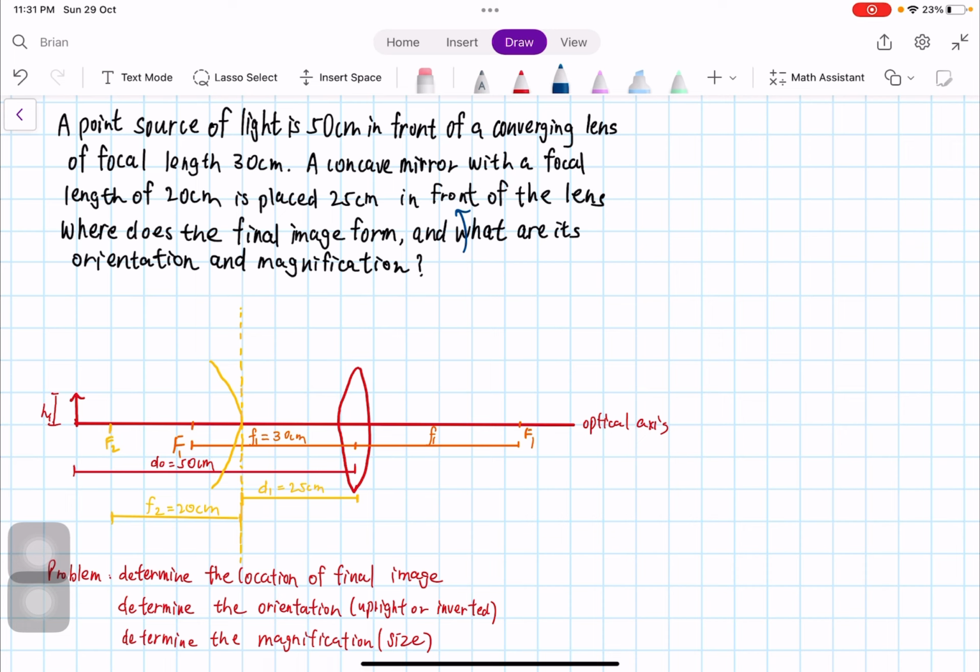In this diagram, I define every notation I used, and the problem is asking me to find the location of the final image, to determine the orientation, whether it is upright or inverted, and to determine the magnification, which talks about the size. Since there are two reflections and refractions, one from the mirror and one from the lens, we expect that we have two images. The first image formed becomes the object, and then the second image forms.